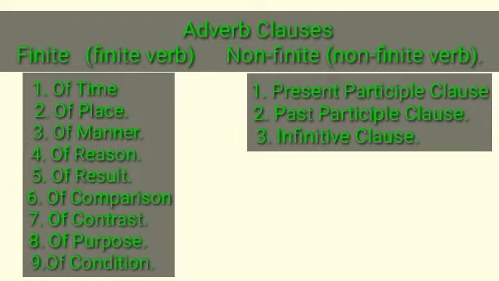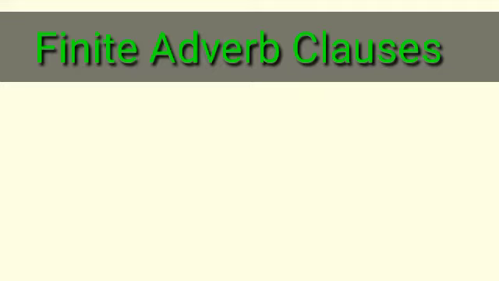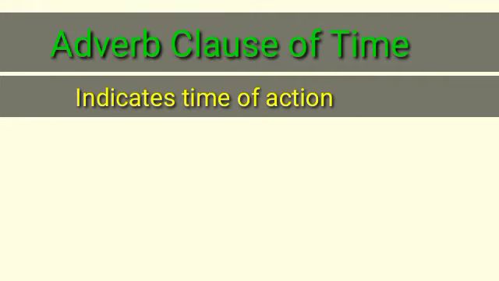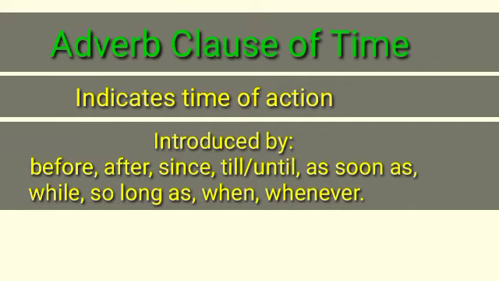Let's start with types of finite adverb clauses, or types of adverb clauses. They are generally called types of adverb clauses. The first is adverb clause of time. The adverb clause with the help of which the time is indicated is called adverb clause of time. Remember, the adverb clause that indicates the time of an action is called adverb clause of time. It is introduced with the help of the subordinate conjunctions before, after, since, till, until, as soon as, while, so long as, when, and whenever.